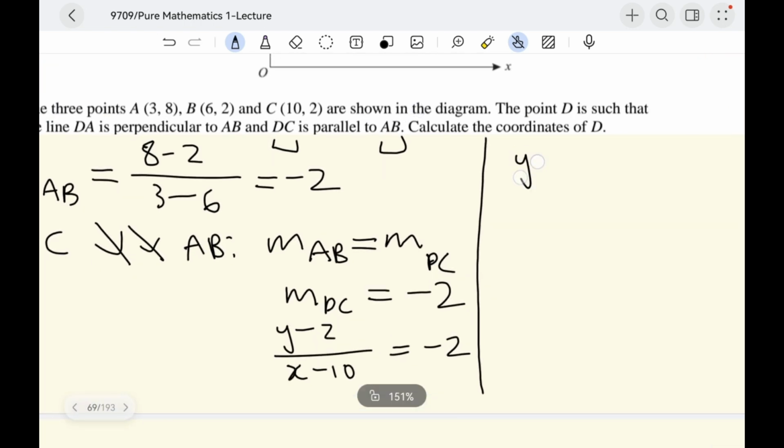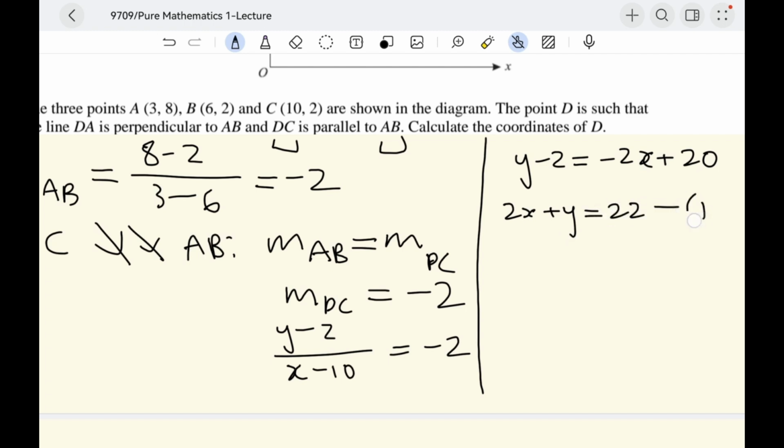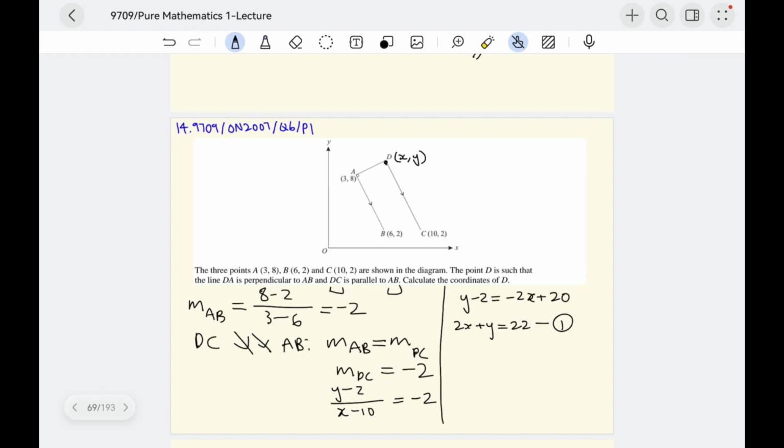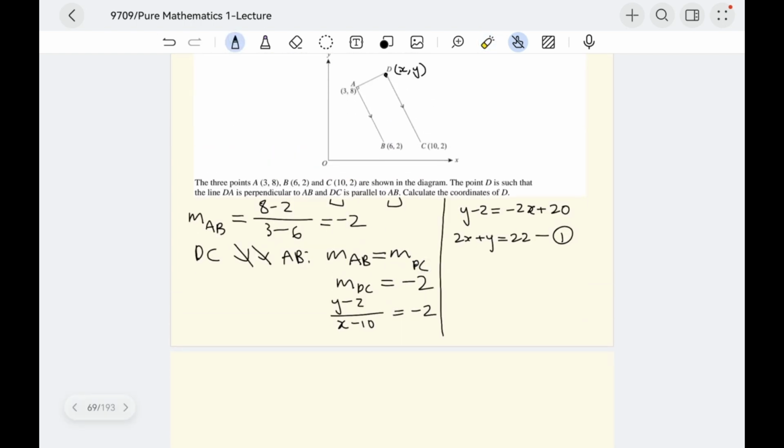So I have y minus 2 equals negative 2x plus 20. All right, so I have 2x plus y equals 22 as my equation 1. So now I have successfully obtained the equation of DC. And now I want to obtain the equation of AD.